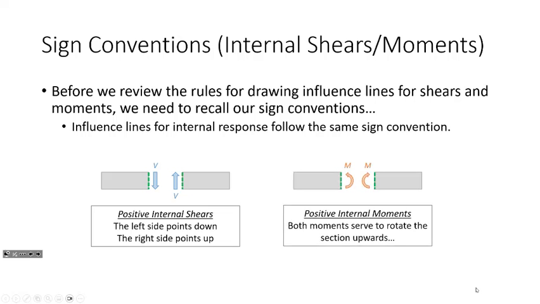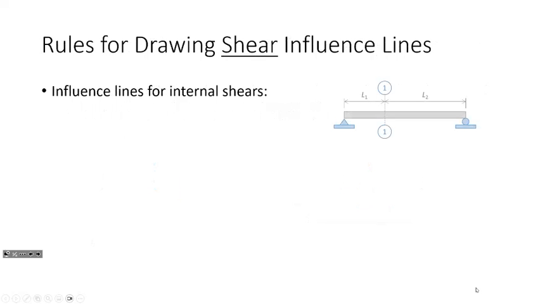Positive internal moments look like this. So both moments tend to rotate the section up like this. Okay, so before we get into how we actually draw the influence lines, I just want to make sure that we're all clear on the sign convention. Does that make sense? Everybody good with that? Okay. All right. So let's start off with shear influence lines.